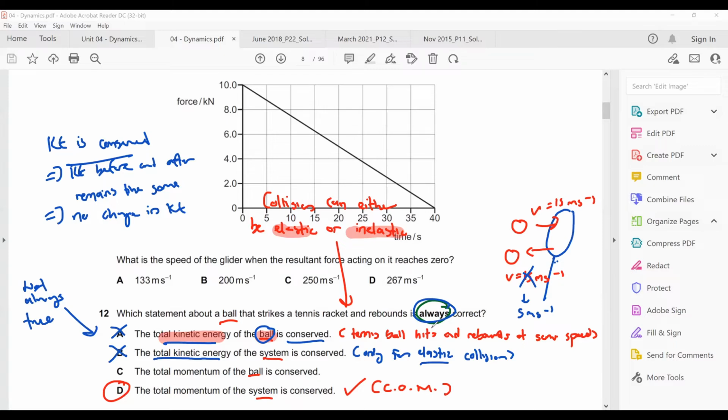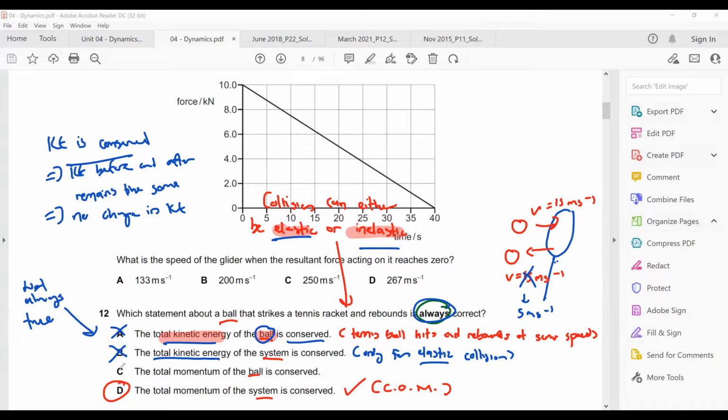Second one, relative speed of approach equals relative speed of separation. Total kinetic energy of the system is conserved. This one is only true for elastic collision, but as I mentioned, your collision can either be elastic or inelastic. So this one may not always be true because it's only for elastic. In all other cases, it will not be conserved. Now, the total momentum of the ball is conserved.